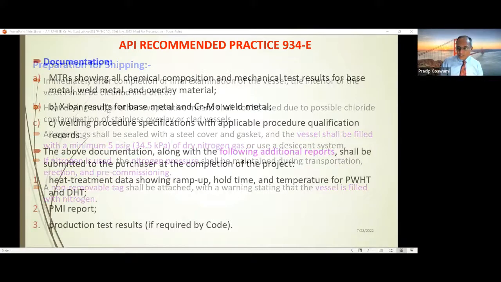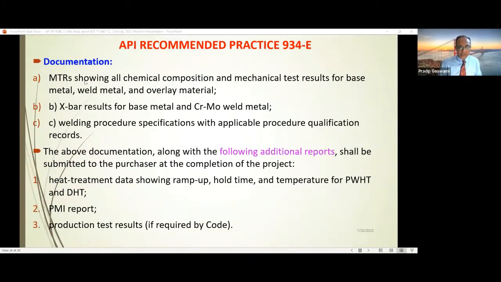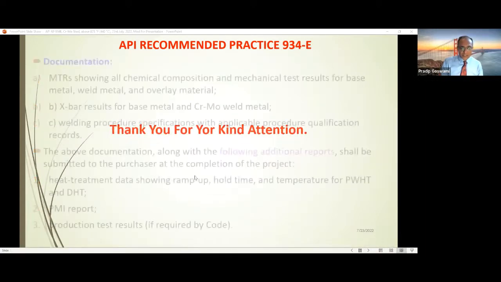And these are the typical documentations required for these equipments. Those documents are the MTR showing all the chemical composition, mechanical test reports, the X-ray reports for the base metal and chrome moly steels, and weld procedure specifications with the applicable procedure qualification records. In addition, the following test reports are required: the post-weld heat treatment cycle showing the ramp time, holding time, and the temperature, and the PMI report and production test results, if required by the code or the specification.